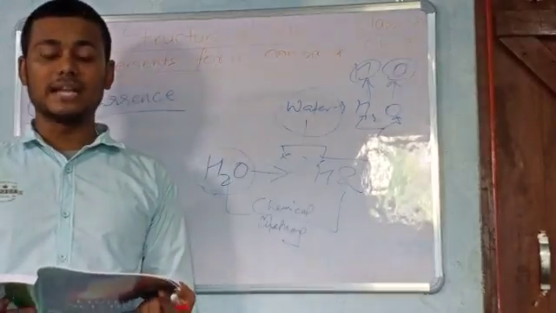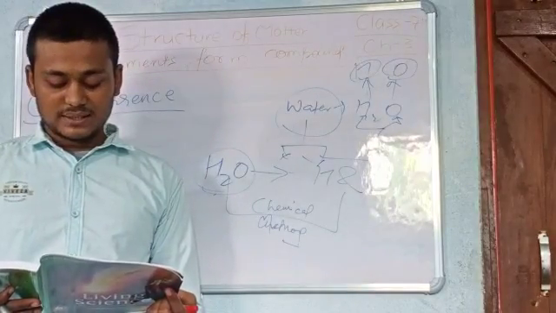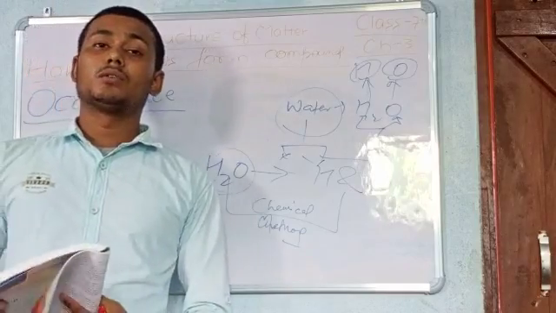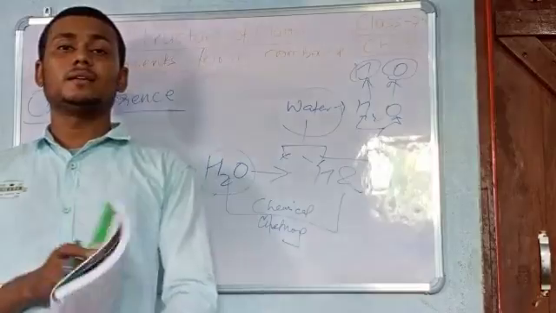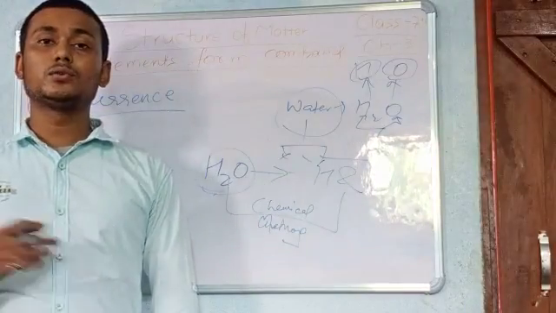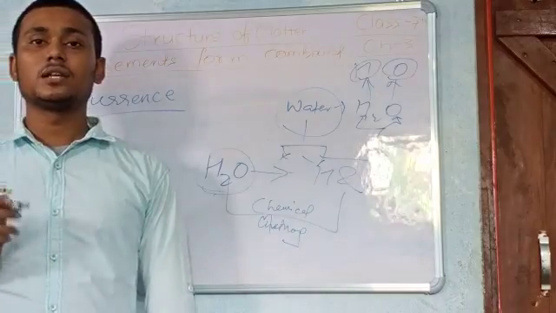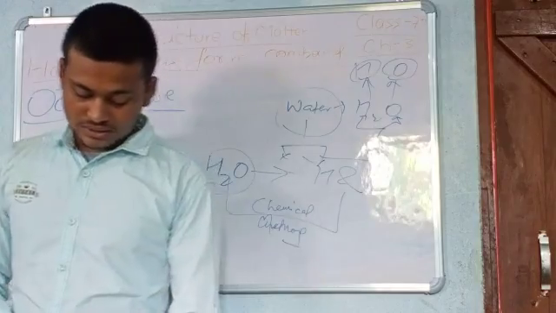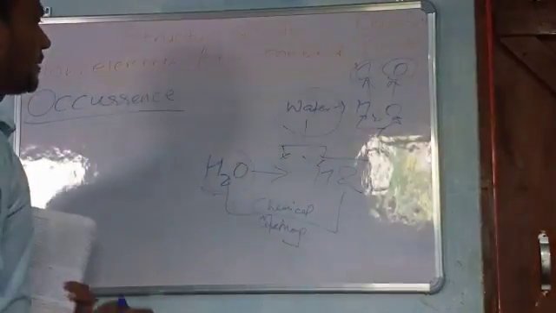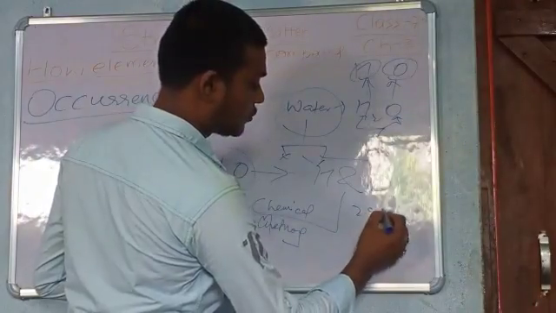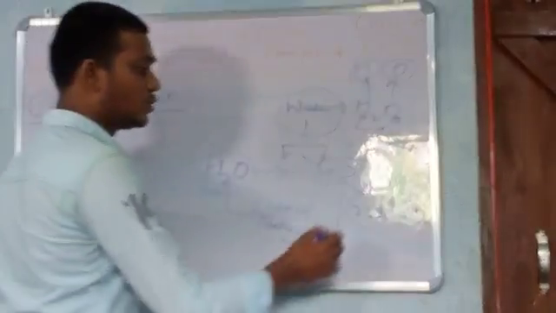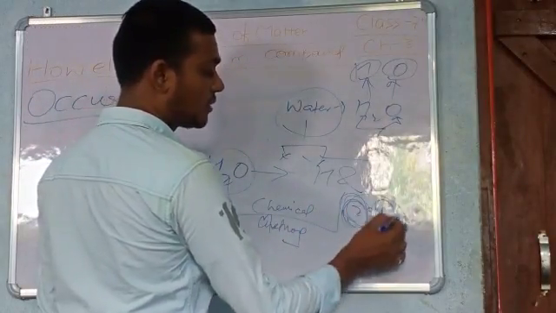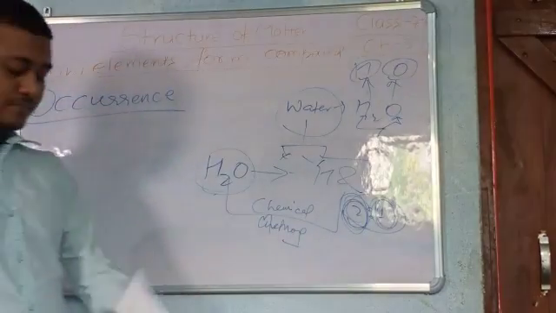Second property: a compound always contains the same elements combined together chemically in a fixed ratio. So whatever compound is formed by combining two or more elements, they are all in a fixed ratio. Water is made in 2:1 ratio, which means two atoms of hydrogen and one atom of oxygen. Two atoms of hydrogen and one atom of oxygen. So this is the ratio.